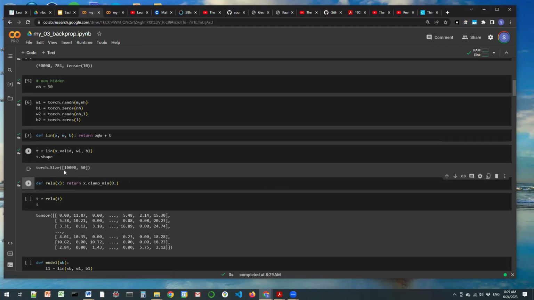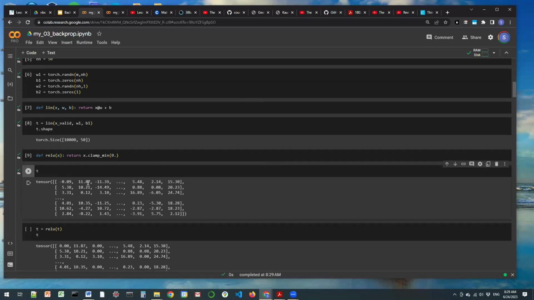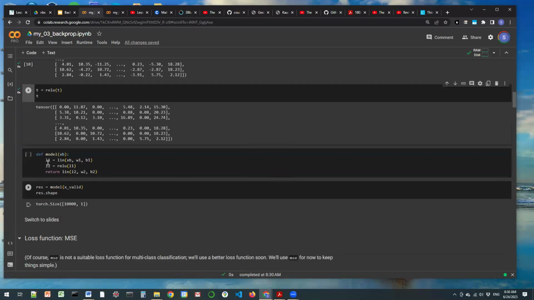So if you take T, which is this 10,000 by 50, and just to illustrate, let's look at T here, and you'll see that there are negative values, right? 11.39, 11.25, 0.09. But after passing T through the ReLU unit, you'll see that the 0.09 has gone to 0, the 11.39 is 0, the minus 14.49 is 0. So anything which is negative in T is clamped to 0.